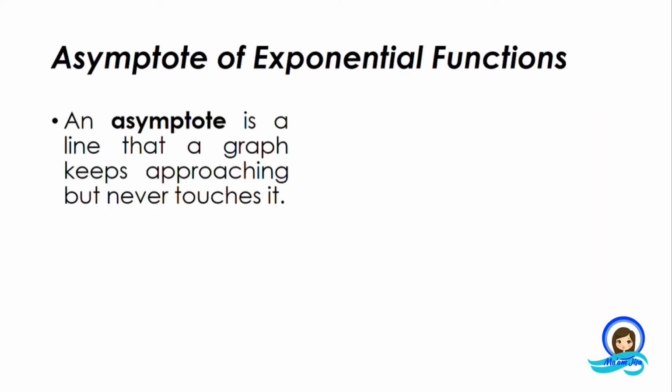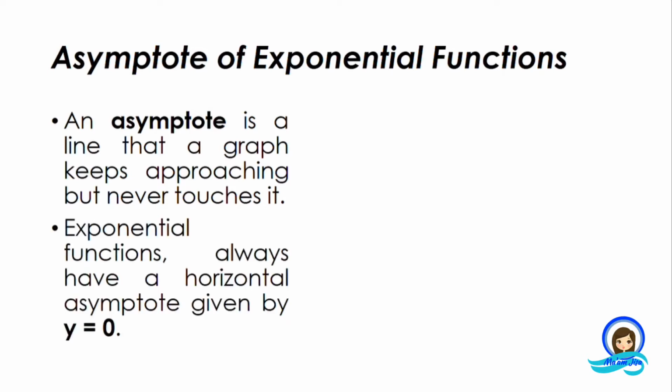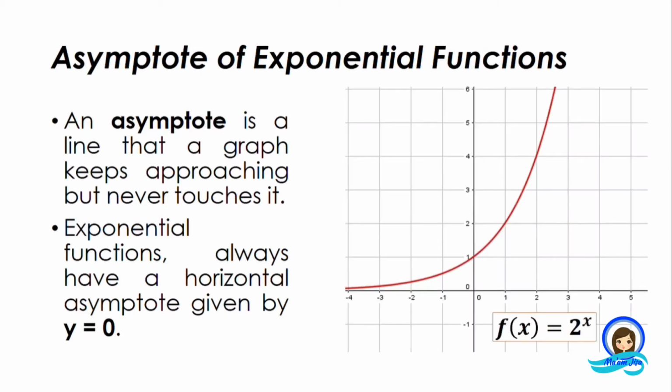With regards to the asymptote, it is a line that a graph keeps approaching but never touches. Exponential functions always have a horizontal asymptote given by y equals 0. However, take note that this horizontal asymptote, y equals 0, is limited only to exponential functions without shiftings, particularly the horizontal shiftings.